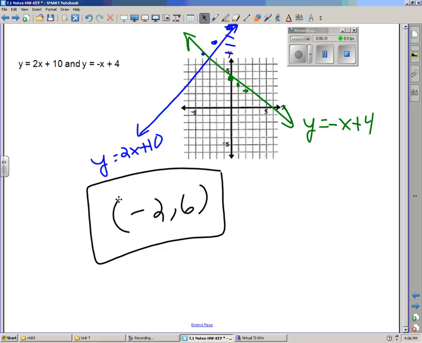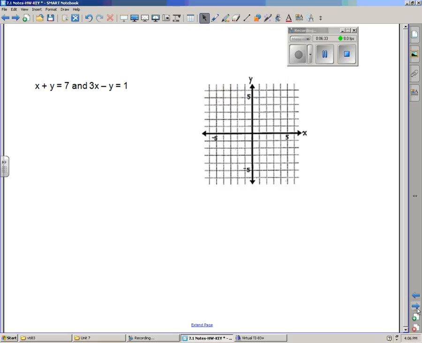Okay, let's try this next one. X plus y equals 7. Well, the problem here is we're not in slope-intercept form. So if we subtract x from both sides, y equals negative x plus 7. Here's our 7. Go down 1 over 1, down 1 over 1. Graph your line. Label it.